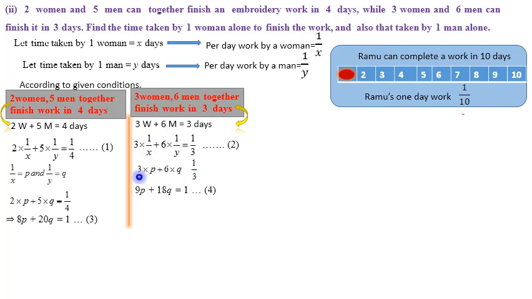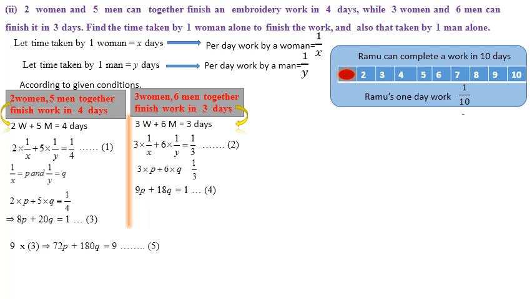Cross multiply it: 3 into 3 is 9p, 3 into 6 is 18q, is equal to 1. Label it as equation number 4. We shall solve these two equations. As I said before, you can go for any method, but here I am going to use equating the coefficients.